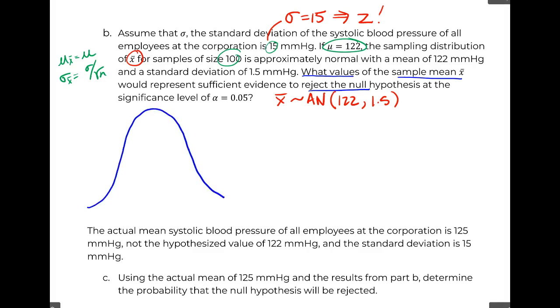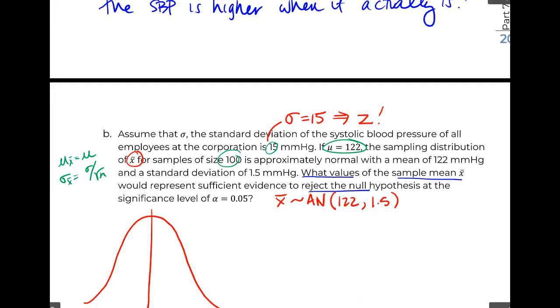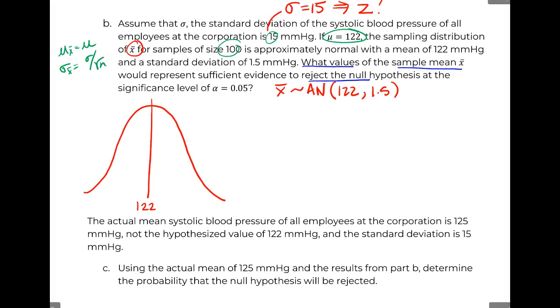I would draw a picture because you know me, I love a picture. I want to change this to red so it matches my approximately normal work. We know our approximate normal is centered at 122. We know we were doing a right-tailed test, right, from above. And we know what that means in terms of our alpha. If we're going to reject the null, that means this tail probability has to be less than 0.05. So we need to know what values of x bar would give us a tail probability less than 0.05.